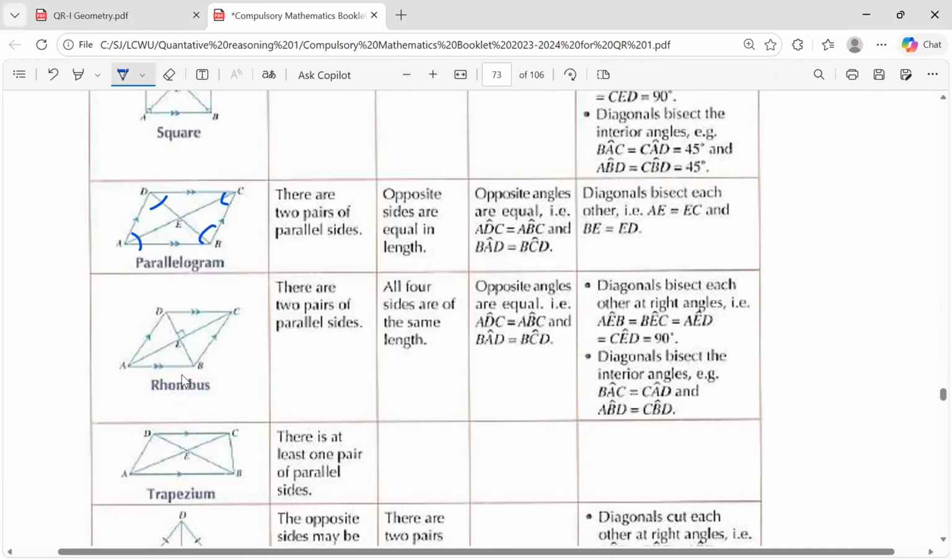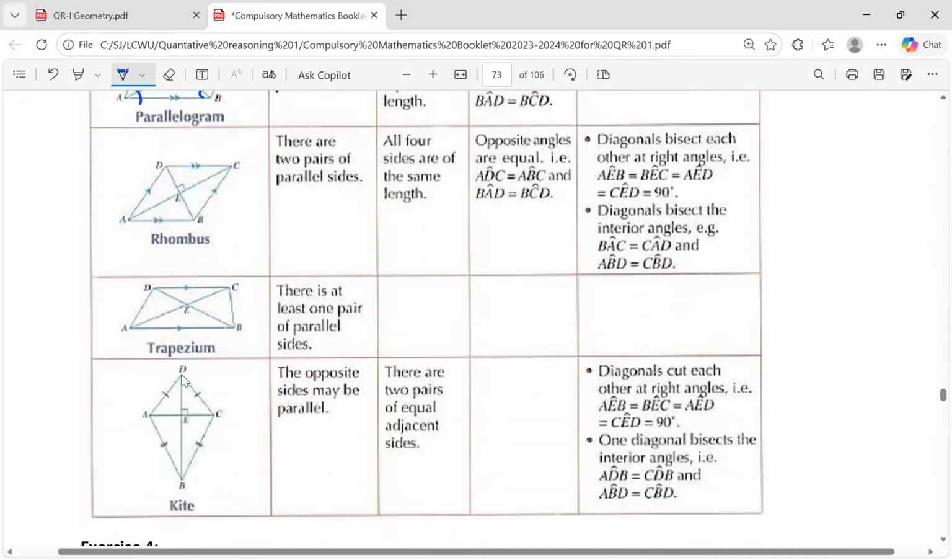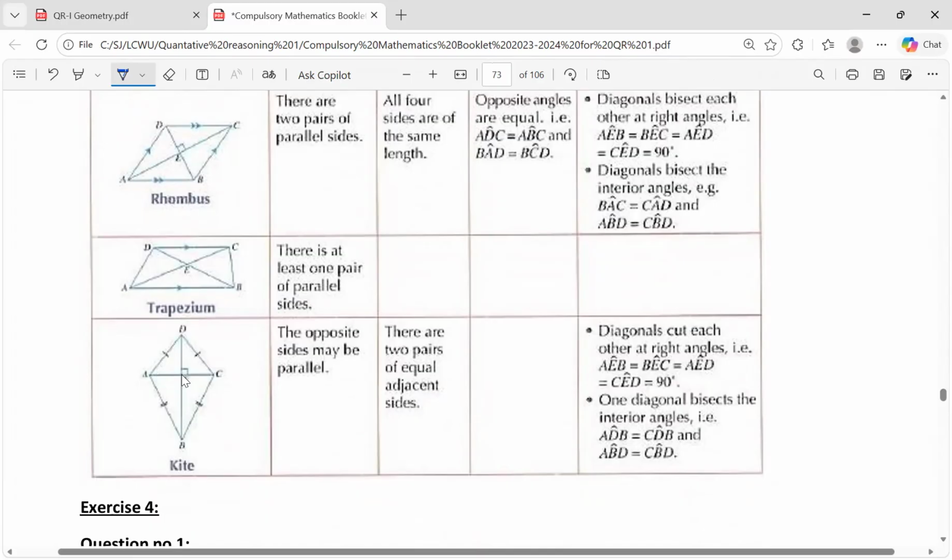Rhombus. In a rhombus, the lengths of all the sides are the same, and opposite sides are parallel, and the angles are not right angles. Next one is trapezium. In a trapezium, two sides are parallel and two sides are not parallel. Just like this, you can have a better picture. These two sides are parallel, but these two sides are not parallel, and angles are not necessarily right angles.